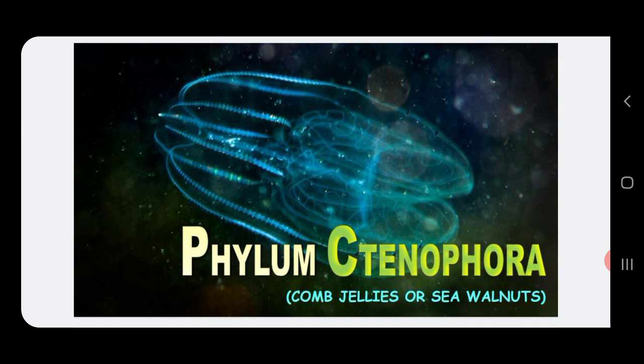Finally, phylum Coelenterata can be divided into three classes: class Hydrozoa, examples Hydra, Obelia; then class Scyphozoa, example Aurelia or jellyfish; then class Anthozoa, example sea anemone. So this is all what you saw in the last class.